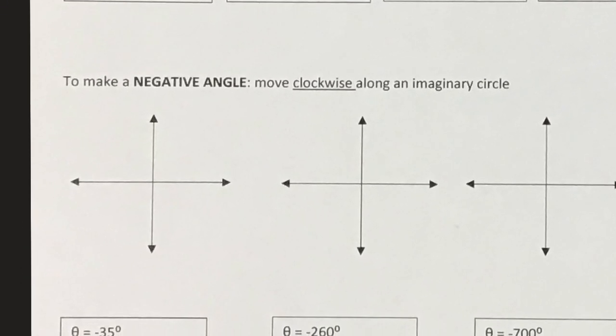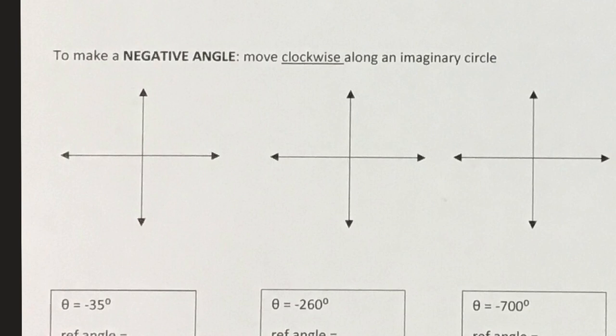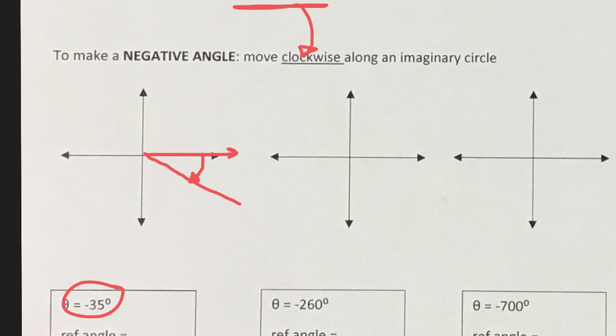Okay? So these next ones are negative angles. Negative angles move clockwise around an imaginary circle from the positive x-axis. Okay, so a negative moves opposite a positive. So if you put your arm straight out and then you move your arm towards your body, right, down towards the ground, you're going in a negative angular direction. So if I had negative 35 degrees, we start at the positive x-axis at 0, and we come down 35 degrees, and that is a negative 35 degree angle.